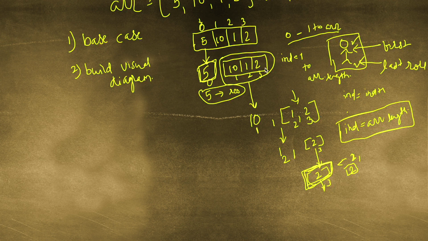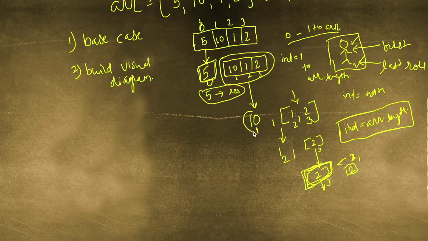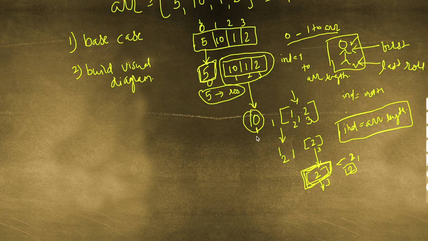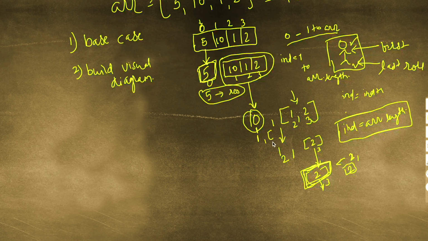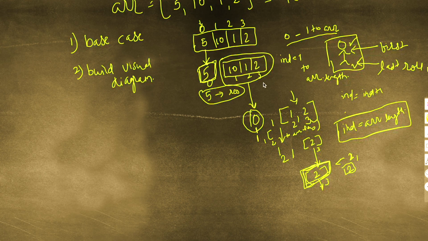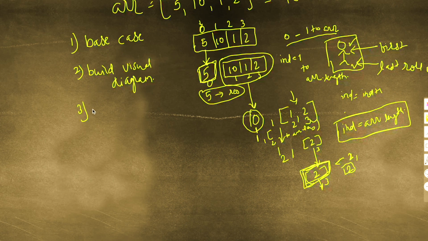What I'm trying to say is that this 10 denotes that I have to find the maximum from index 1 to array.length. So we have seen the visual diagram also. Now the next step is to build a relation.